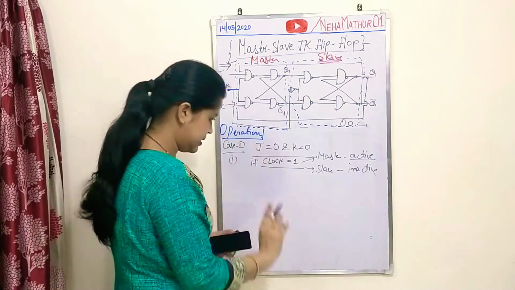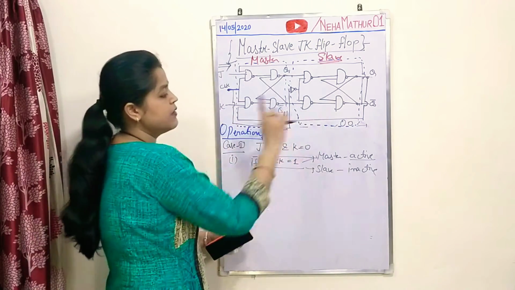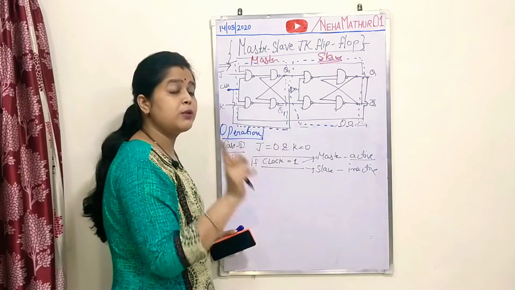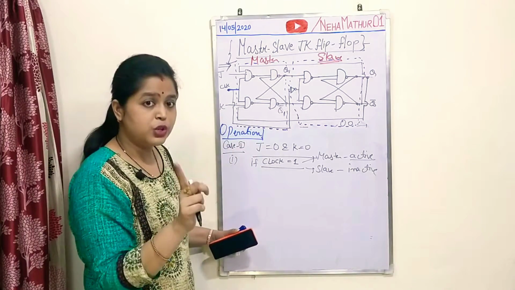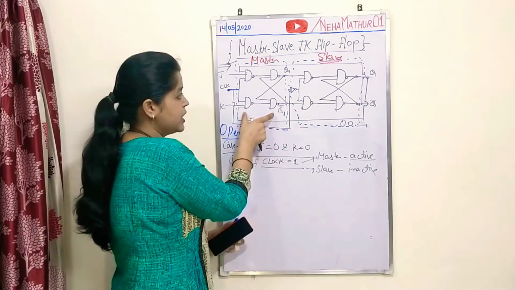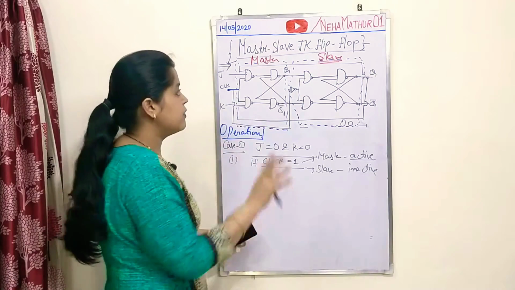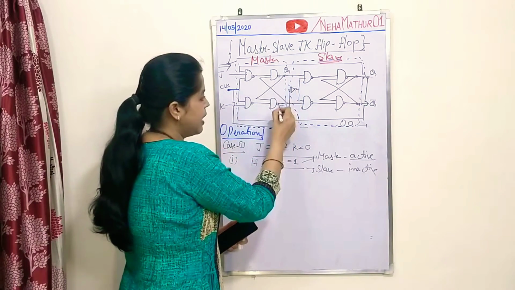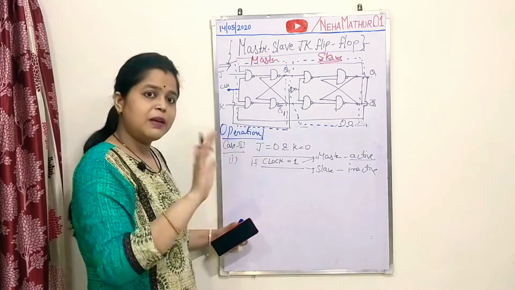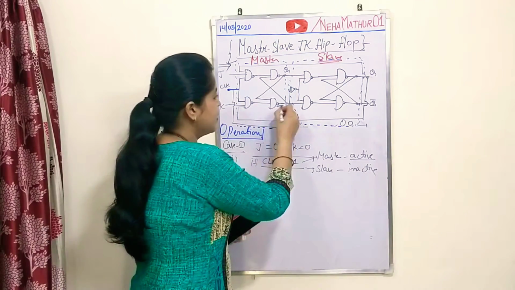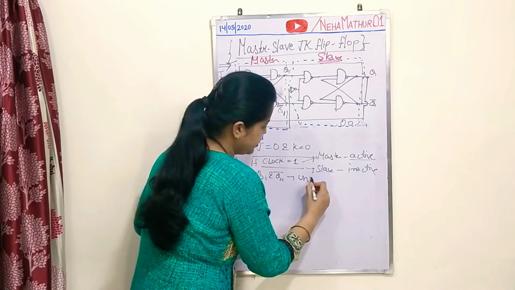I am just assuming Q1 and Q1 bar as intermediate outputs. Now back to the concept: when your clock is equal to 1, your master is active and your slave is inactive. Now remember the concept of the JK flip flop. With the first case, when J and K are equal to 0, your JK flip flop always remains in its previous state. So whatever the value of Q1 and Q1 bar, it will remain in its own state. It may be 0 1, it may be 1 0, but Q1 and Q1 bar will be unchanged.